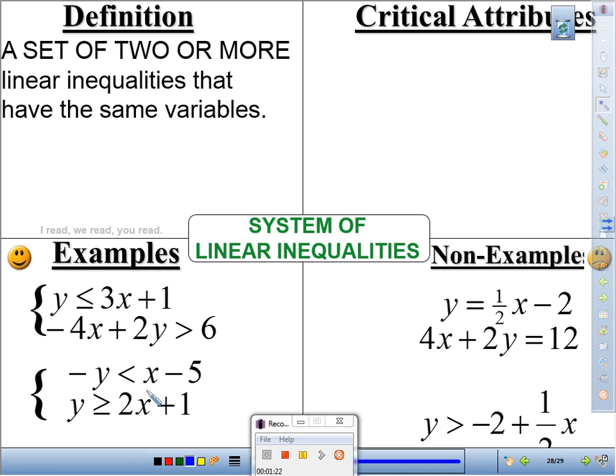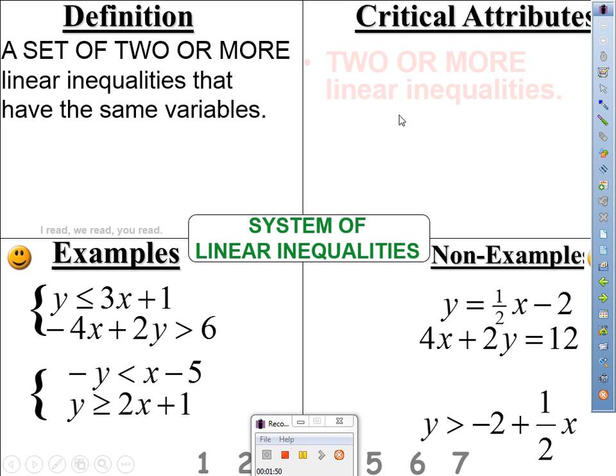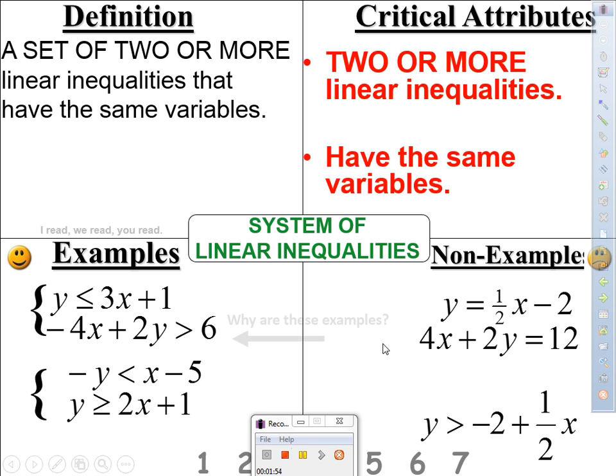Here's another system. So why is this not an example? Tell your neighbor why these 2 are non-examples. Go. So that's true. The most important thing to remember about systems of linear inequalities is that they have to be 2 or more linear inequalities, and they have to have the same variable. Copy that, please, so we can copy our steps.